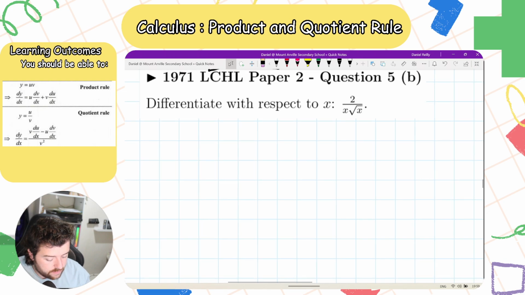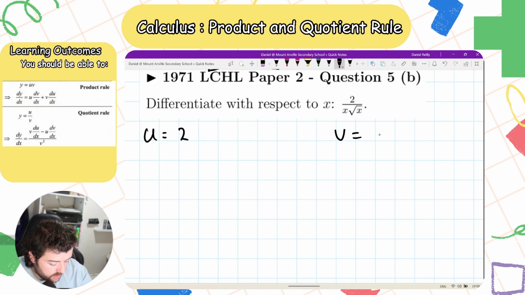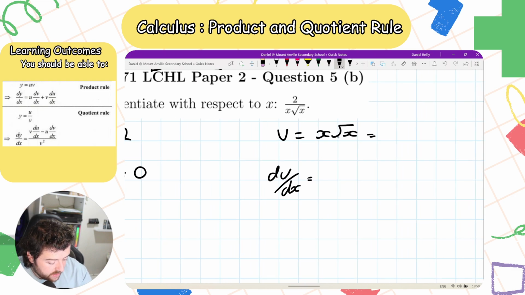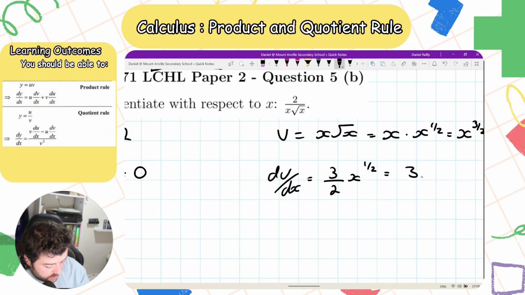Then finally, this one from 1971. U is going to equal 2. V is going to equal x root x. Well, du dx is going to be equal to 0. dv dx is going to be equal to, well, x root x can be the same as x times x to the power of a half, which is x to the power of 3 over 2. That's going to be 3 over 2 x to the power of 3 over 2 minus 1, which is just a half. That's just going to be 3 root x all over 2.